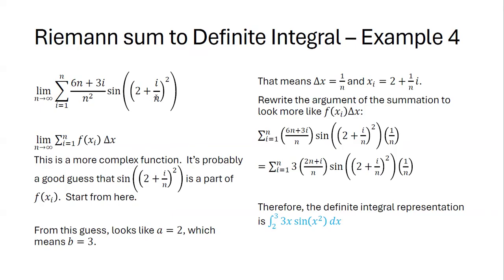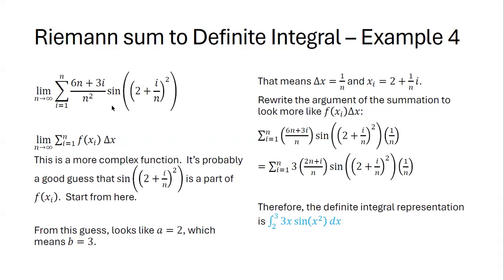If this is our x sub i, that means a might be 2. And if a is 2, b is 3 then, because this is a plus delta x times i, and delta x is b minus a over n. So that's why b is 3. I didn't write that here, but that's what my thought process was. Because of that, delta x is 1 over n, and x sub i is 2 plus 1 over n times i. So this is giving us good momentum to finish this problem now.